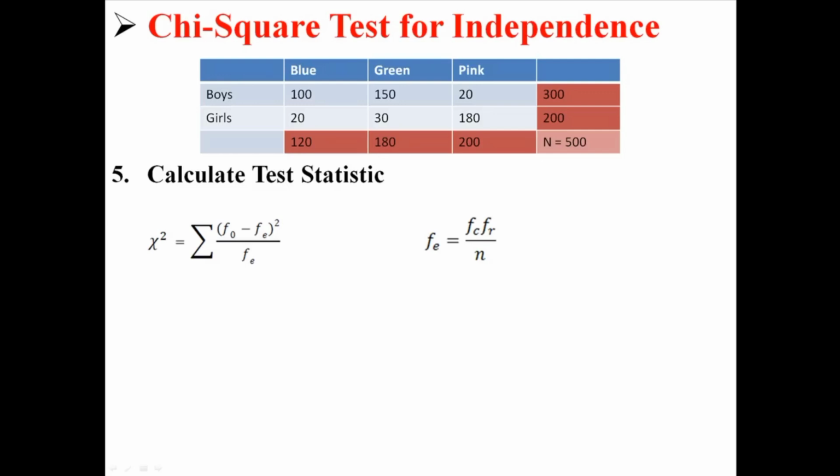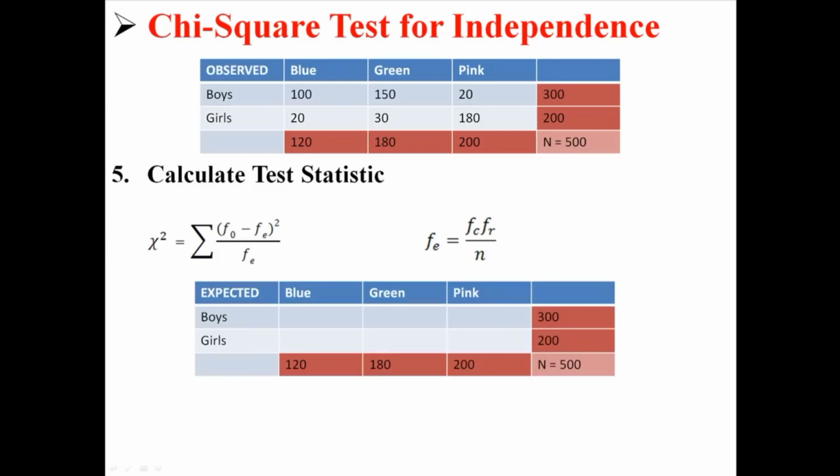For example, let's say we wanted to find how many boys are expected to have chosen blue as their favorite color. We take the column total for blue, which is 120, and multiply it by the row total for boys, which is 300. And then we divide it by the total number of subjects, which is 500. And we find out that in this sample, we would have expected 72 boys to choose blue as their favorite color, and continue that to get the expected values for all 6 cells.